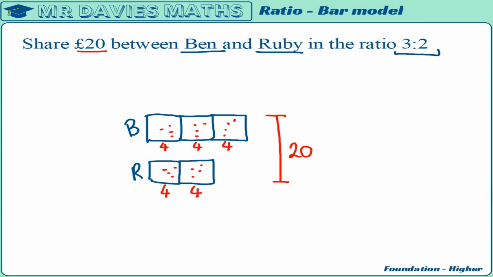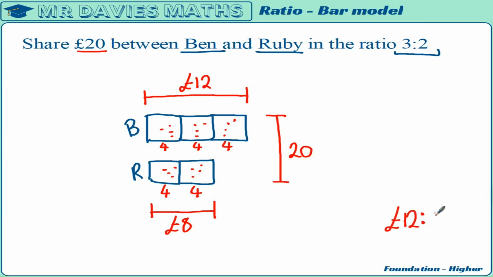Right, from here then, all I need to do is figure out how much Ben got as a total. Well, he had 3 boxes, and in each box there was 4 dots, or £4. So in total he had 4 plus 4 plus 4, which is £12. Ruby's total, well, she only had 2 boxes, and in each box there was £4, so she's got 4 plus 4, which is £8. My answer would be Ben got £12 and Ruby got £8. There is my answer.